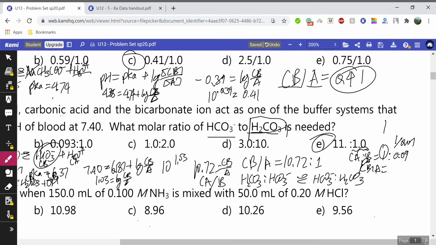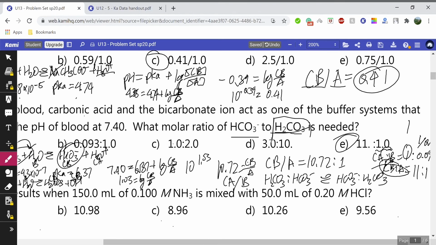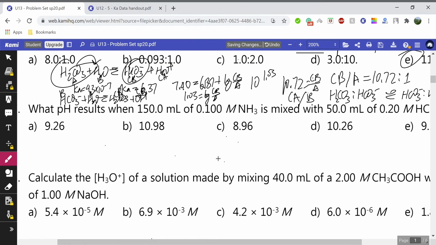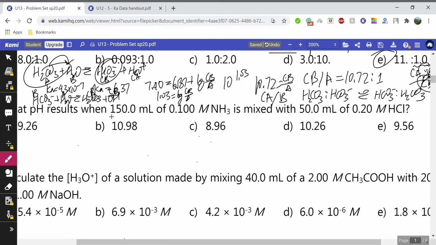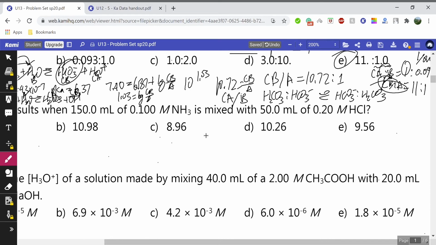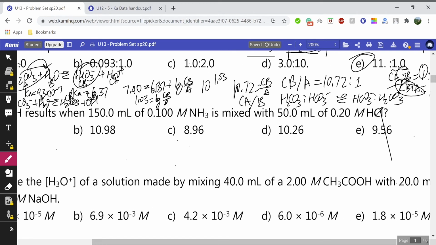So if you multiply both sides by 11, you'll end up getting 11 to 1, which is our correct ratio of Cb to Ca, aka our HCO3 minus to our concentration of H2CO3. Number 7, what pH results when 150 milliliters of 0.1 molar NH3 is mixed with HCl? Alright, Cl is going to be crossed out because it is a weak conjugate base.